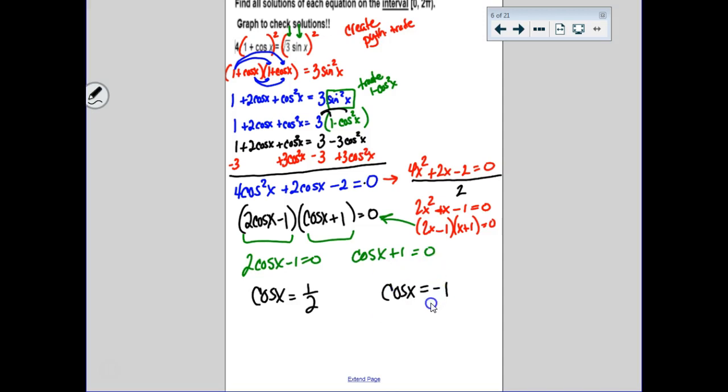Whew. Alright. So they want answers between 0 and 2 pi. Goodness, that's wonderful. Where's cosine 1/2? Look at your unit circle, please. Is it pi over 3? And 5 pi over 3? And where's cosine negative 1?